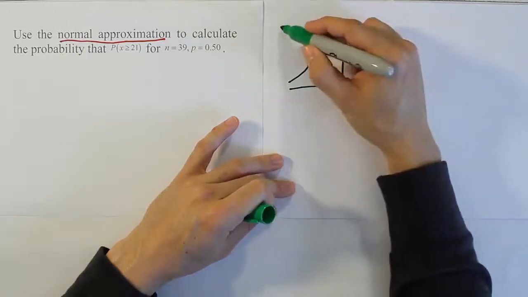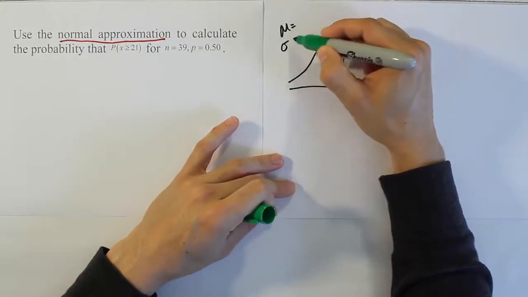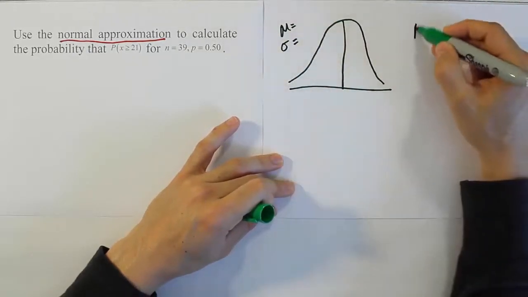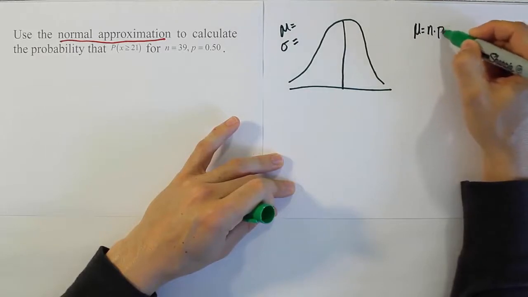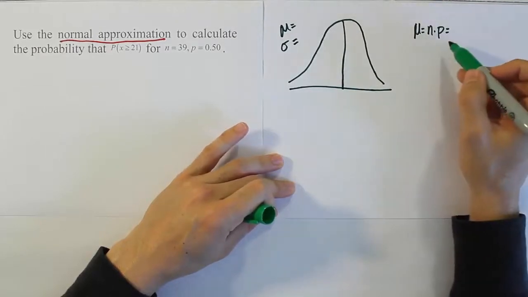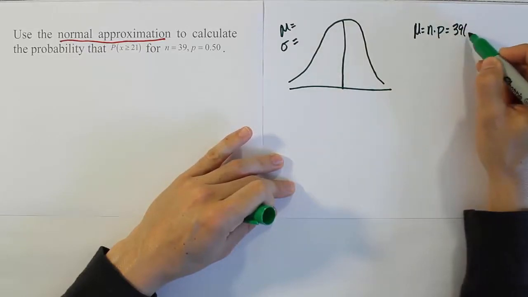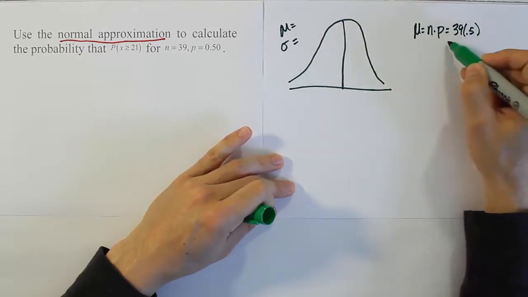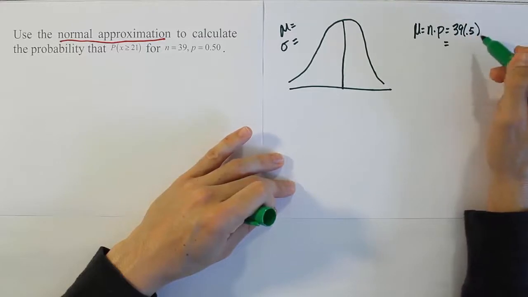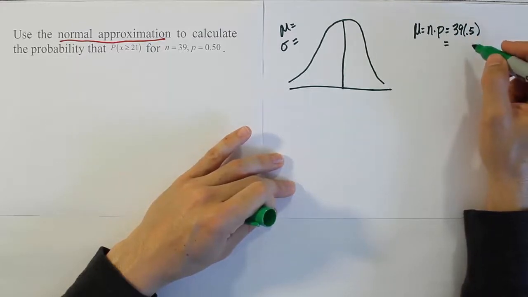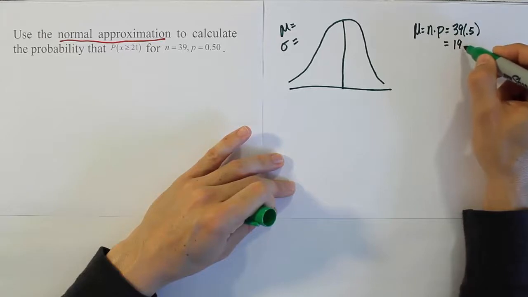Okay, so we're going to need to get the mean and the standard deviation for the problem. So our mean, remember, is n times p. That's under the binomial probability formula, right? So n times p is going to be 39 times 0.5. And of course, it's going to give you half of 39. So in this case, we'll end up with 19.5.